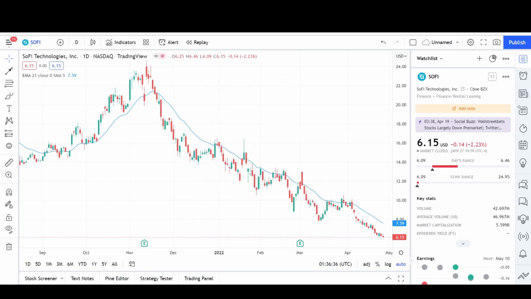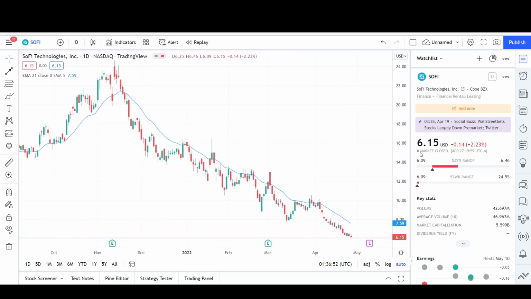I will first go over what I see in the daily chart and finish the video off with the weekly chart. The last time I looked at SoFi was back on April 10th, and my target was right at the $6.99 level, and currently we are trading at the $6.15 level on April 27th of 2022. So we already met the target and we exceeded it.